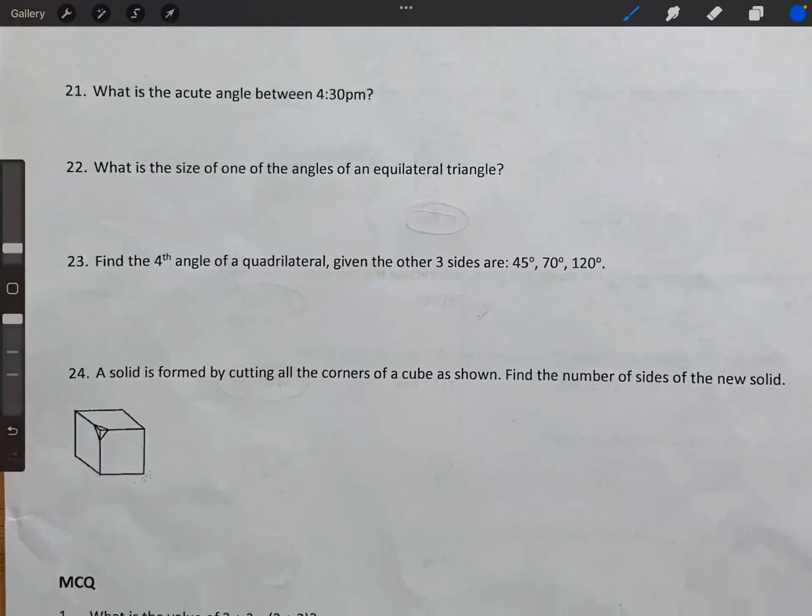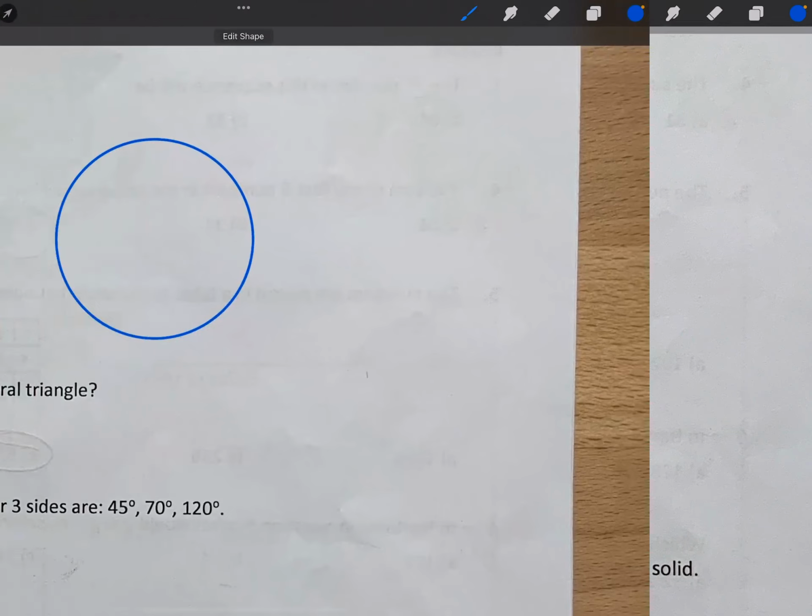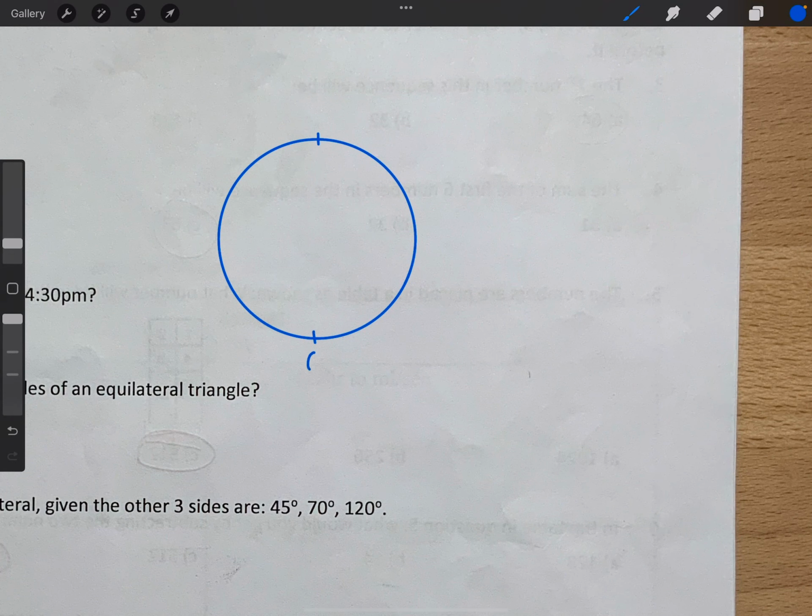Now, question 21. What is the acute angle between 4:30? So imagine 4:30. Okay, this is your 12. This is your 6. This is 3 and 9. Now 4:30 is from the center. We're going to go down to 4:30, between 4 and 5. The short hand should be between the 4 and the 5, and the long hand should be towards the 6 because it's 4:30.